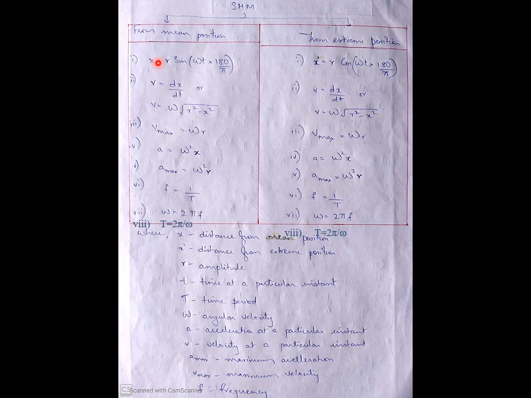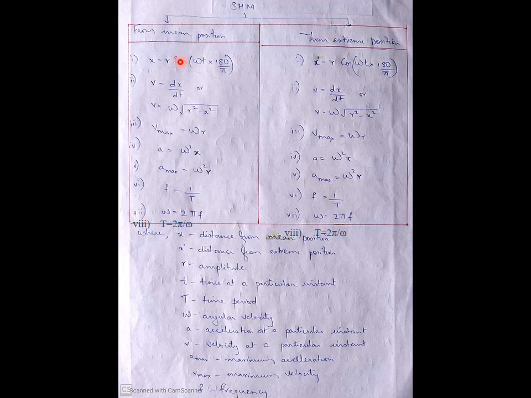Okay, let us see. The first one is the distance x, given by x equal to r sin omega t into 180 by pi, where x is the distance, r is the amplitude, omega is the angular velocity, and small t is the time at a particular instant. So why this 180 by pi? This is because normally this will be in terms of radians. So in order to convert this radians into degrees, we are multiplying it by 180 by pi, because we know pi radian equal to 180 degree. So 1 radian equal to 180 by pi.